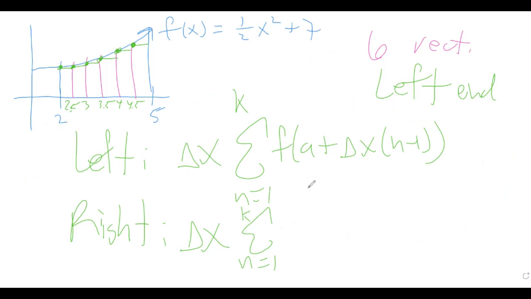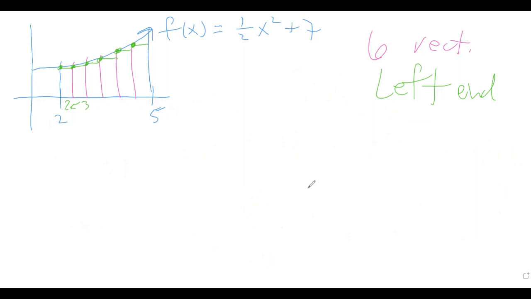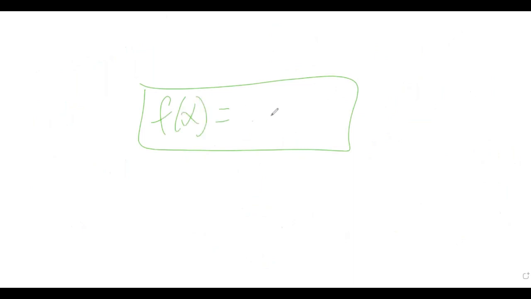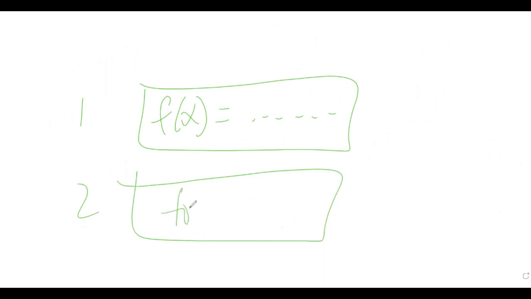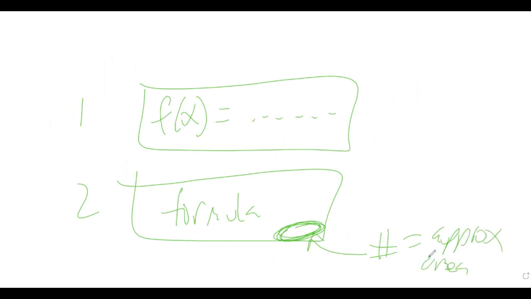So on Desmos, what should you type in? In box number 1, you should type in f of x equals the actual equation that's given to you. And then in box 2, you should type in the formula. That's really all you have to do. Then down here, you'll notice there will be a number, and that number equals the approximate area. So just make sure you copy the notes from a neighbor, and let me know during class if you have any questions.